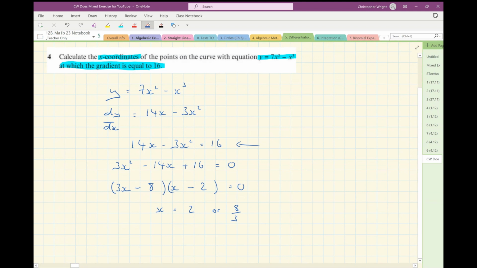Let's just check the question. Calculate the x-coordinates of the points on the curve with that equation where the gradient equals 16, and there are the x-coordinates of the 2 points.